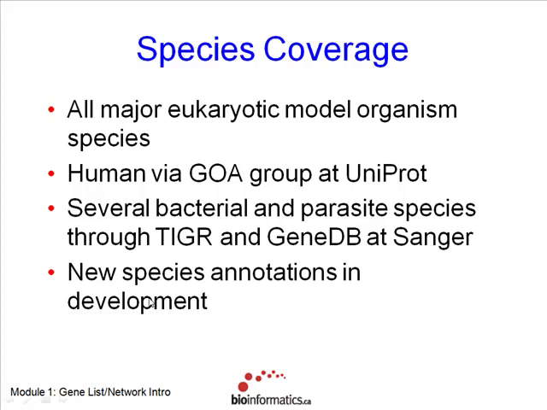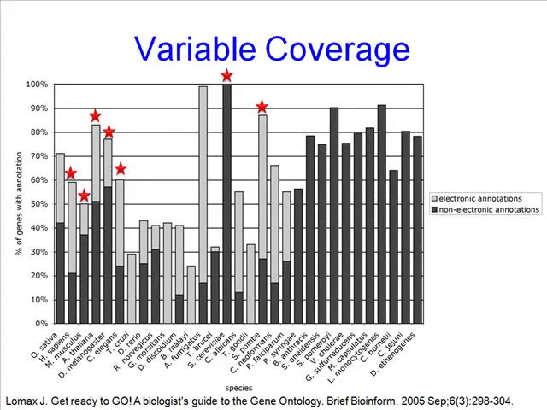If you go to geneontology.org, I can bring up the website later in the lab to show you the list of organisms. But the important thing to note is that there's variable coverage between organisms. This is a little bit older plot, but it's still the same today in terms of the general idea. This represents the coverage of genes with annotation, either electronic or non-electronic annotation.